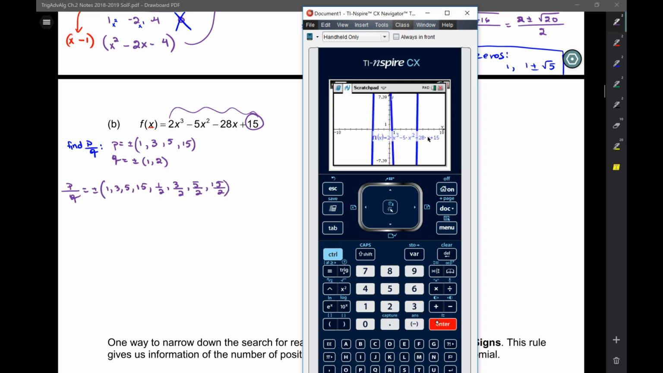We're going to graph. Okay, now look. How many zeros do you see here? It looks like it's got 3 zeros, right? So what you're going to do is pick one of them. It doesn't matter which one you pick. It's completely up to you.